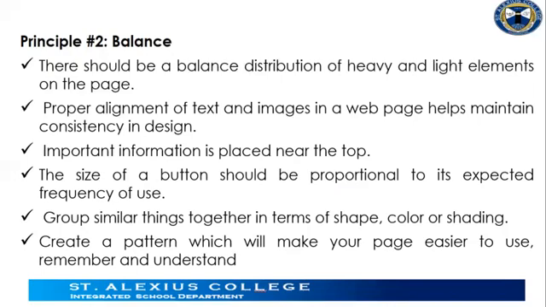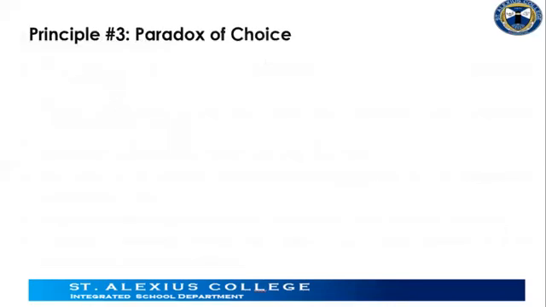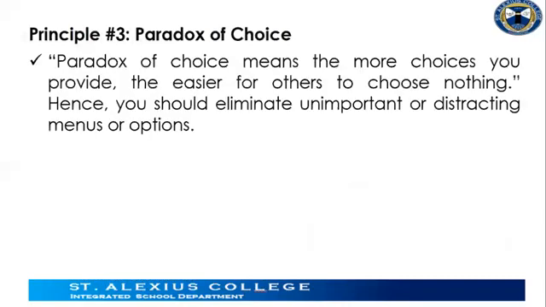All right, so the third principle under web design is the paradox of choice. What does it mean? When we say paradox of choice, it means that the more choices you provide, the easier it is for others to choose nothing. Hence, you should eliminate unimportant or distracting menus or options. For example, focus on user needs.